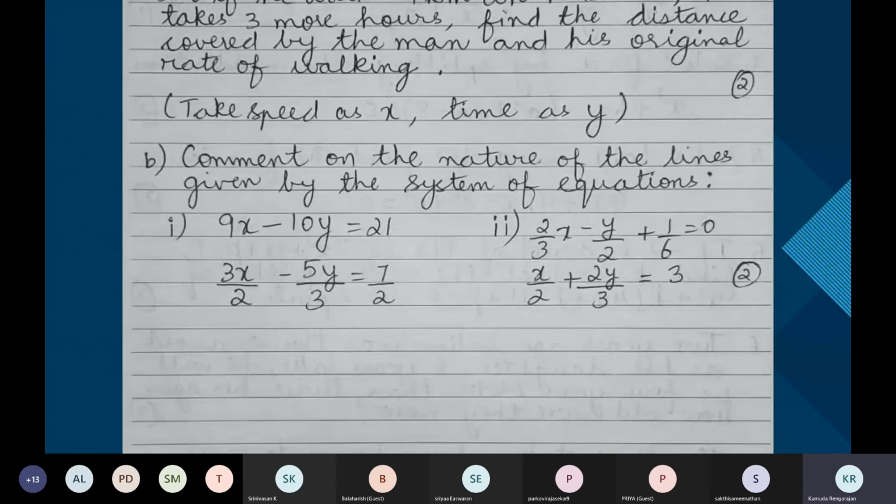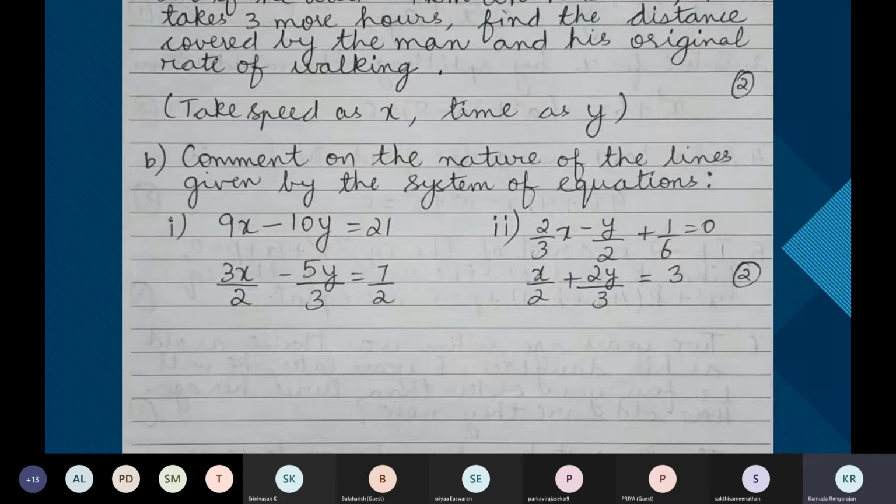See the next one. Comment on the nature of the lines given by the system of equations. We have two sub questions there. Complete both and then we'll see the answers. You don't have to solve the equations, children. Please read the question. You just have to comment on the nature of the lines. You don't have to solve for x and y.